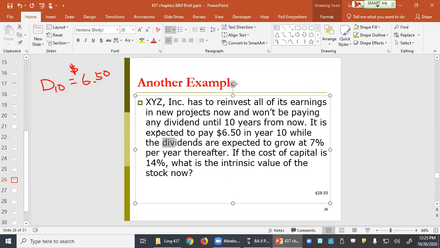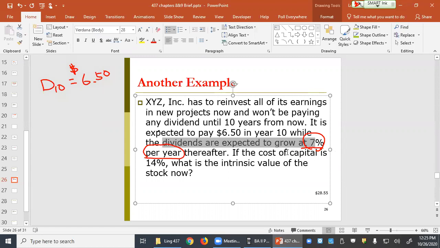While dividends are expected to grow at 7% per year thereafter. So the keywords are here, 7% per year. Again, when you see words such as per year, they imply that something is constant. What is constant? The 7% growth rate in dividend, that's constant. So that tells us that we should be using the constant growth equation.